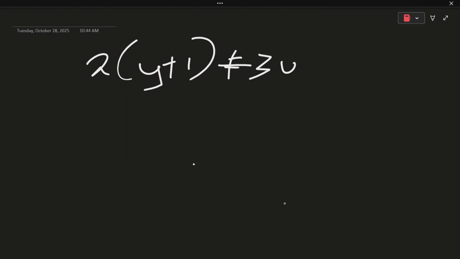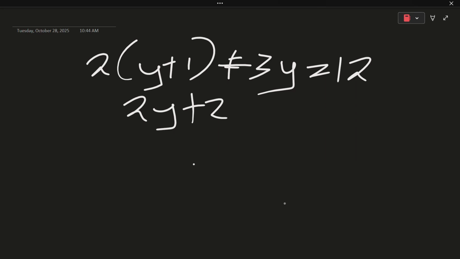So by substituting, instead of putting x, we are now putting y plus 1, plus 3y is equal to 12. You can see that this is now a simple linear equation. So we say 2 times y plus 1, that's 2y plus 2, plus 3y equal to 12.